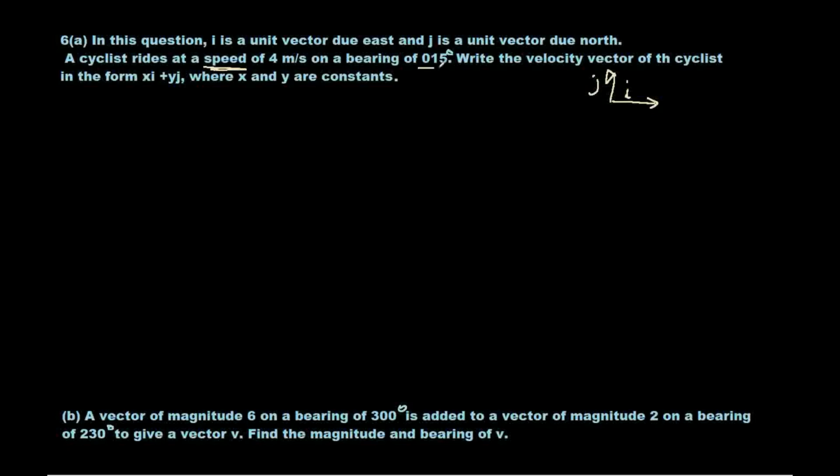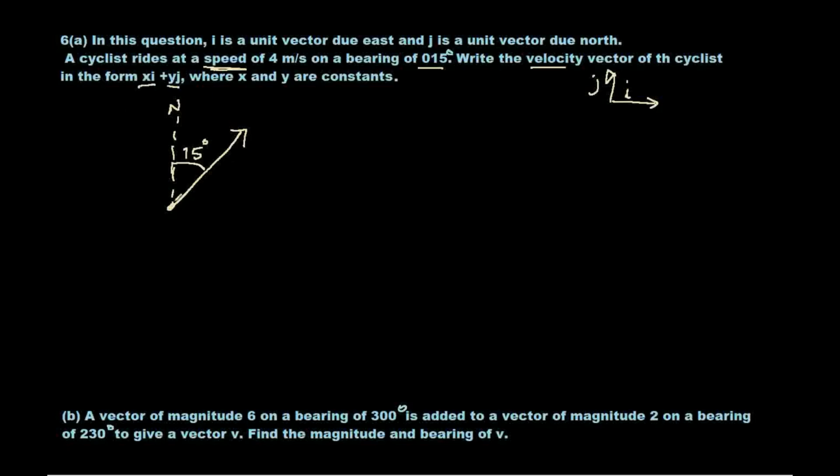of 015 degrees. So if I draw north from somewhere, so this is north. From this point, it is going at a bearing of 15 degrees. I've drawn a little more than 15, but it's okay, so that it becomes cleaner. All right, write the velocity vector now. Write it as a vector in the form of xi plus yj.